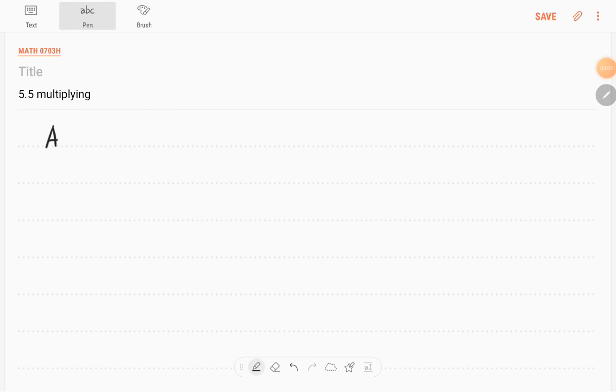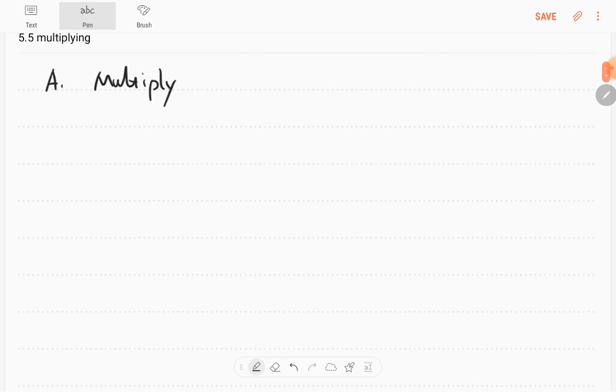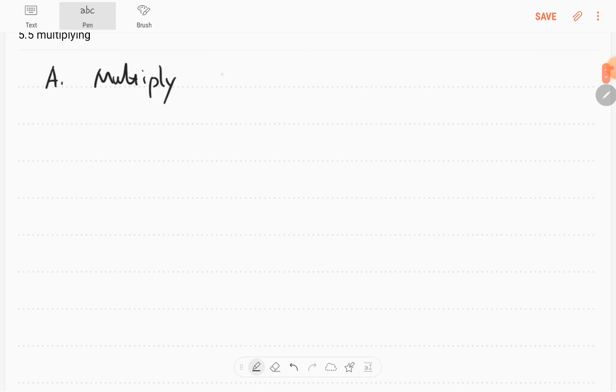Okay, in 5.5, we will talk about the multiplication. So let's start with some examples. First, we will talk about the multiplication with the monomials. Multiply monomials. Let's check the example.